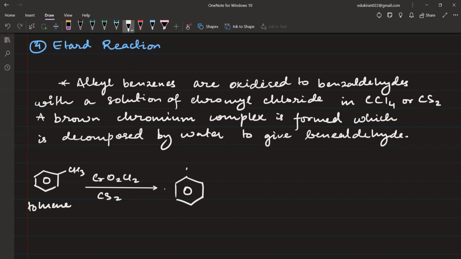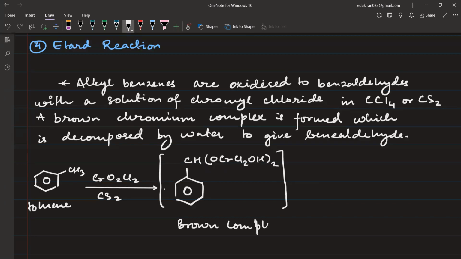Now, I hope all of you understand. If I write the CH here, it doesn't matter. Both of these structures are the same. You write CHO, CrCl2 and OH, CrCl2 and OH whole twice. This is a brown complex. On addition of water, it gives CHO. This is benzaldehyde.